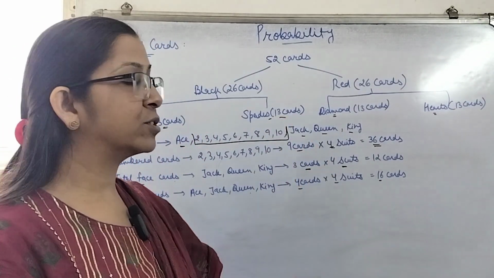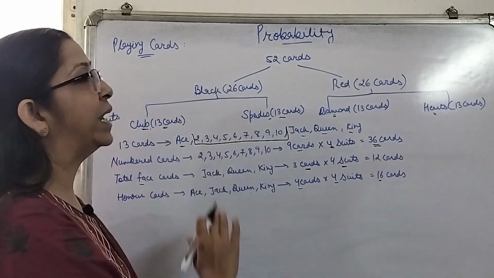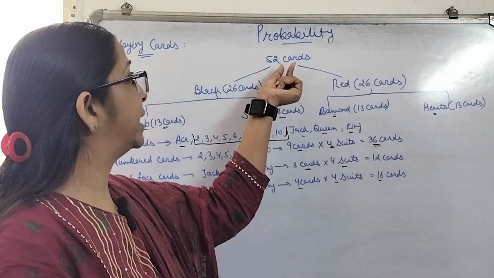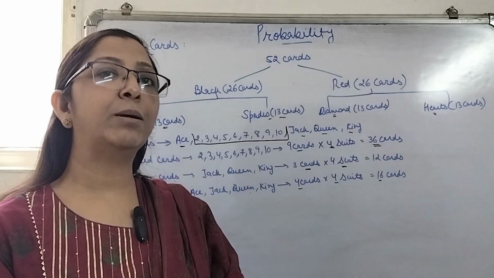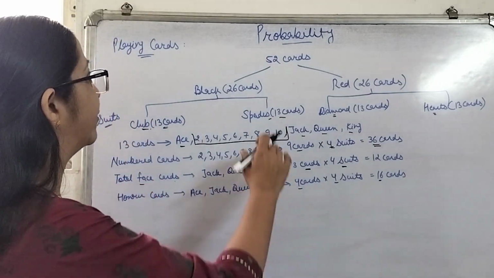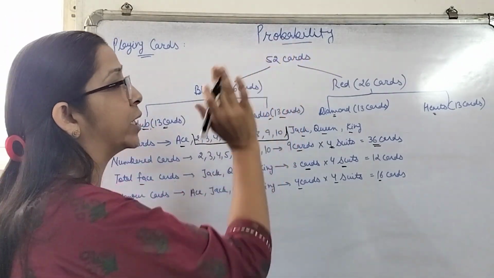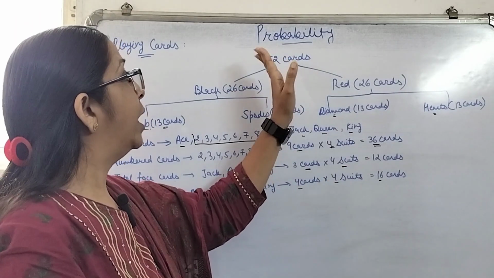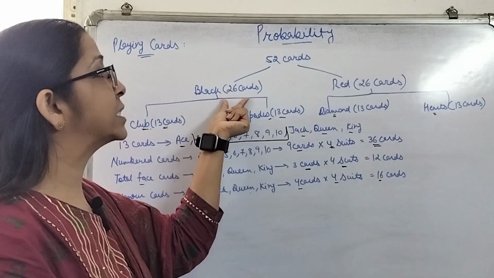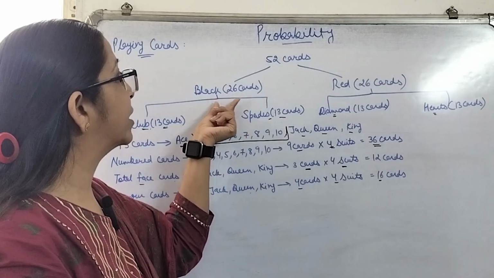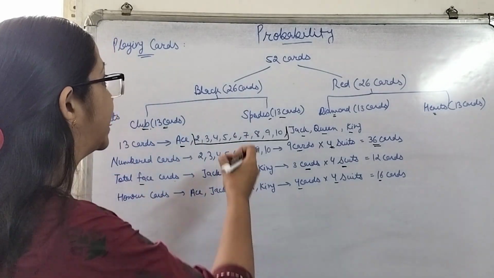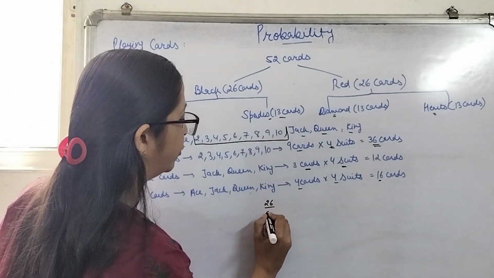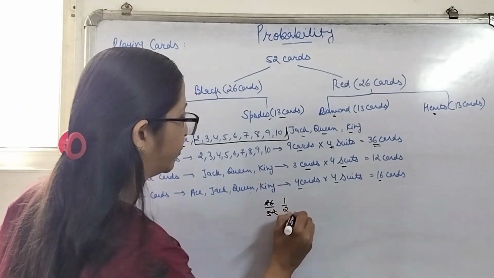So what type of questions could come? That the number of black cards. If we are going to take a card from a deck of 52 cards, what is the probability of getting a black card? We can see that there are total 52 cards. That means total possible outcomes could be 52. And the favorable condition is that 26 cards are black in color. So favorable outcomes are 26. So for getting a black card, the probability will be 26 by 52, that is 1 by 2.